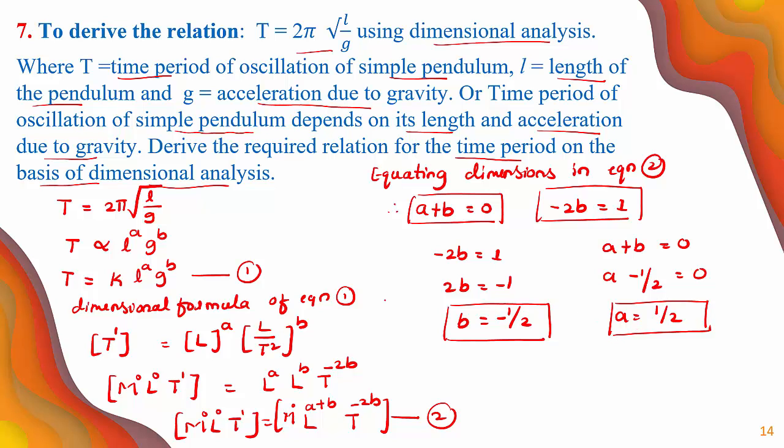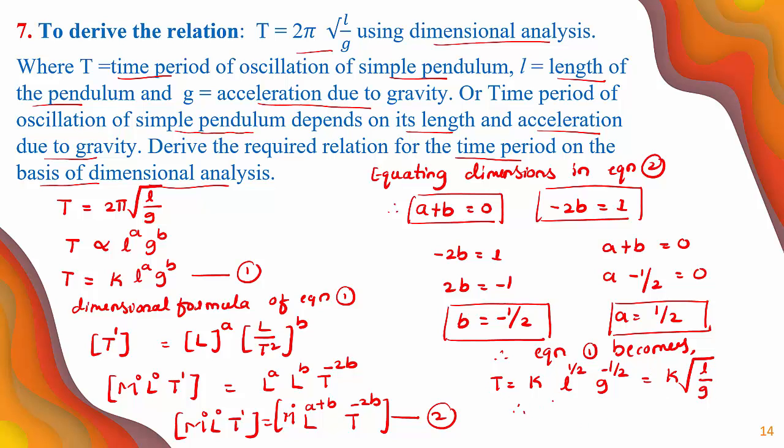Substitute these two values in equation number 1. So therefore, equation 1 becomes, what is equation number 1? T equal to K into L raised to A. A value is 1 by 2. G raised to B. B value is minus 1 by 2. Or we can write K into root of L divided by G, because G raised to minus 1 by 2 we can take to denominator.